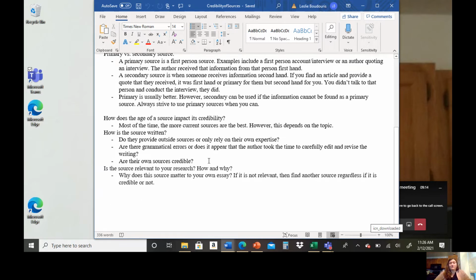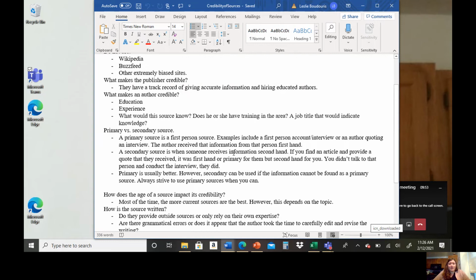You can also analyze how the source is written. Is the author providing outside sources, or do they only rely on their own expertise? If they're using other people that are also credible, that's good, because if an author only uses their own word, does that mean they think there's nobody else that can back them up? If there's nobody else who has evidence to suggest what they're saying, are they actually right? Is that going to be credible? Is it edited? Are there grammatical errors? Has it been revised? That's also good. Try to avoid blogs that do that and whatnot. So make sure it looks revised and looks legit.